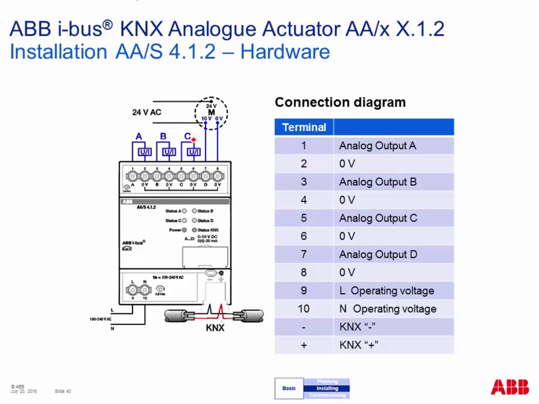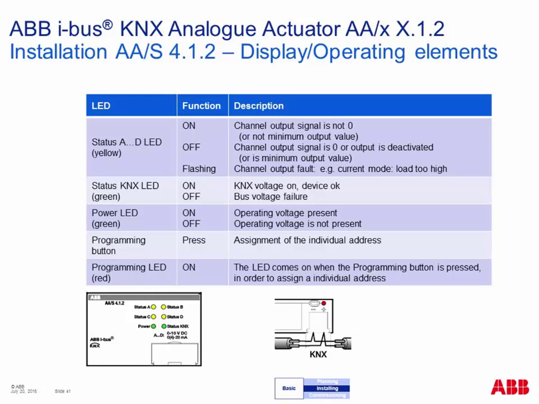Let's go into the details of our four analog outputs. The first connection terminal is output A. The second one is the ground, the zero. So all grounds of all four outputs are linked together here. Connection terminal number three is the output to our device, B, C, and D. So you see an example. We have parameterized it as an analog output between 0 and 10 volt to control, for example, a motor or fan, to control the speed via KNX. So far, the connection. Let's come to the LEDs.